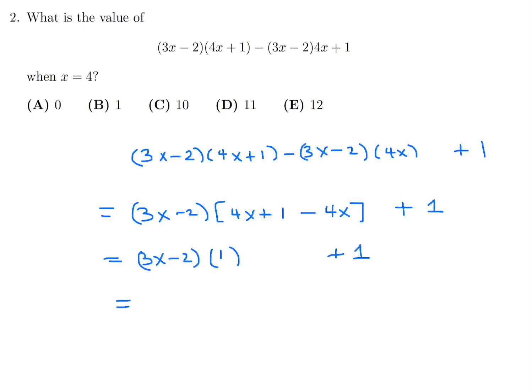So you got 3 times 4 minus 2 plus 1. So 3 times 4 is 12. 12 minus 2 is 10. And then add this 1 and you get 11. So number 2, the answer is D.